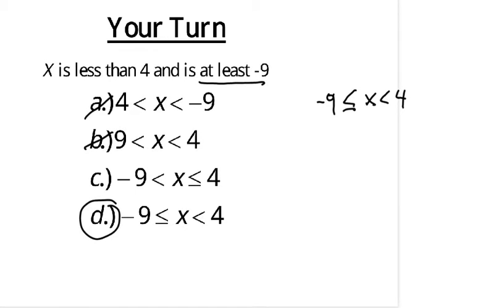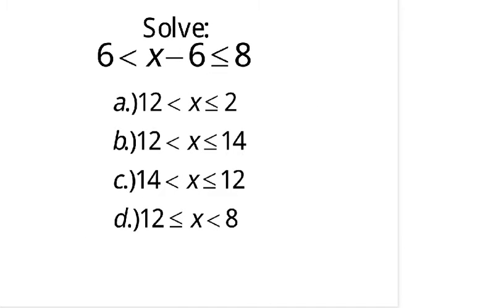Which one of these answer choices represents the solution to this inequality? We know that if we separated it, we would have to add 6 to 8 and 6 to 6. So we would end up with 12 instead of 6 and 14 instead of 8. So that means that our solution is actually B.